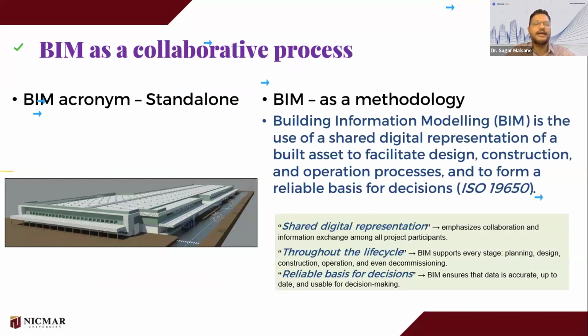So typically, this particular acronym BIM stands for Building Information Model. You can look at that acronym in two different ways. If you see on my screen, on my left side, you can see BIM as an acronym. That means it represents a 3D model, but a 3D model with a lot of information. So if you break down this term, building information model, the building stands for the action of building something.